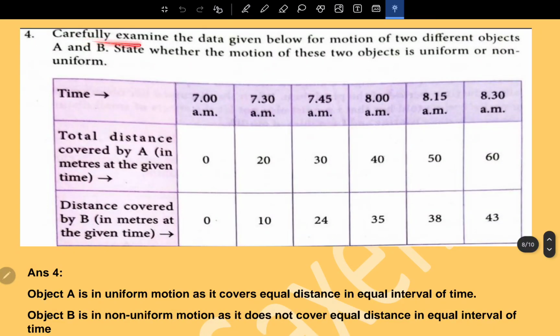Now question number 4: carefully examine the data given below for motion of two different objects A and B. State whether the motion of these two objects is uniform or non-uniform. So this is the graph that has to be observed. At 7 a.m. the distance is 0, at 7:30, it means after half an hour, 20 meters, and after 15 minutes it is 10:30. So this is the way the distance is covered. So let's move to the answer.